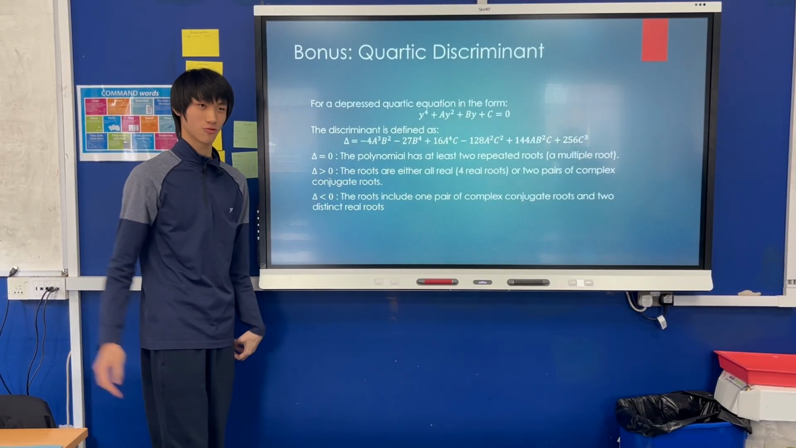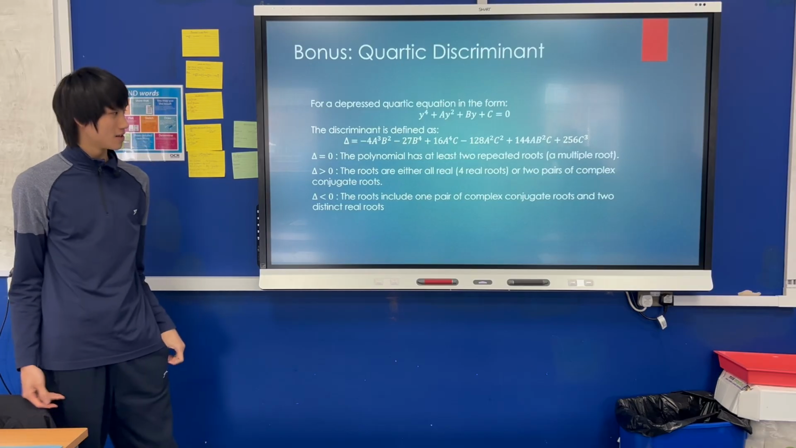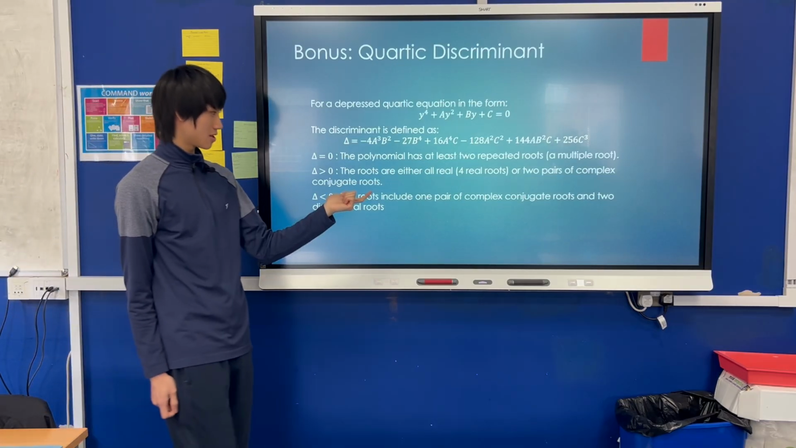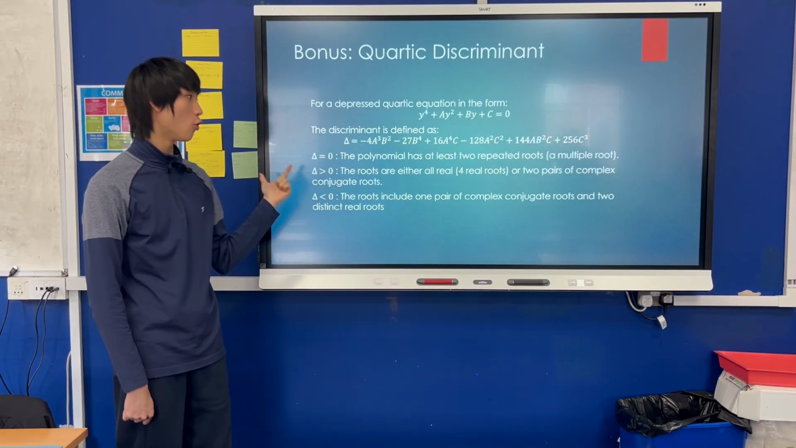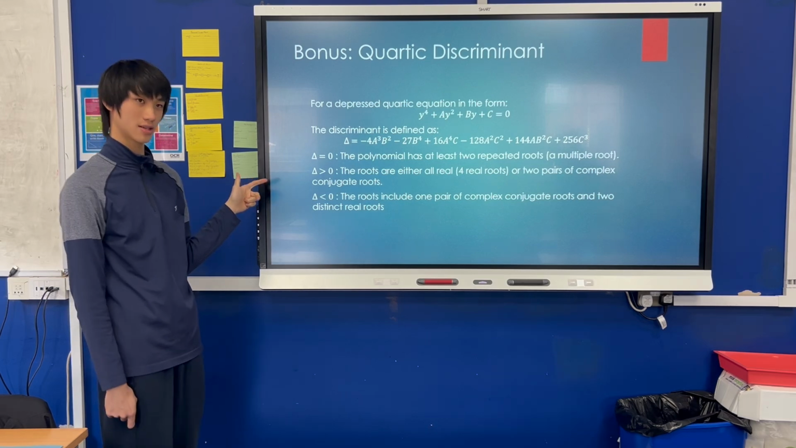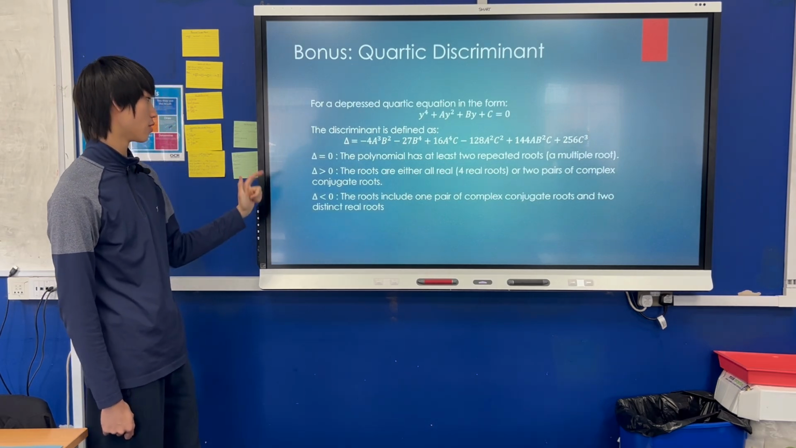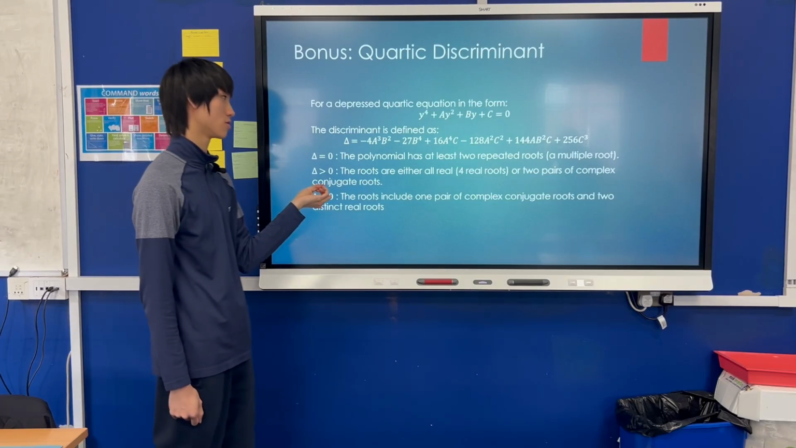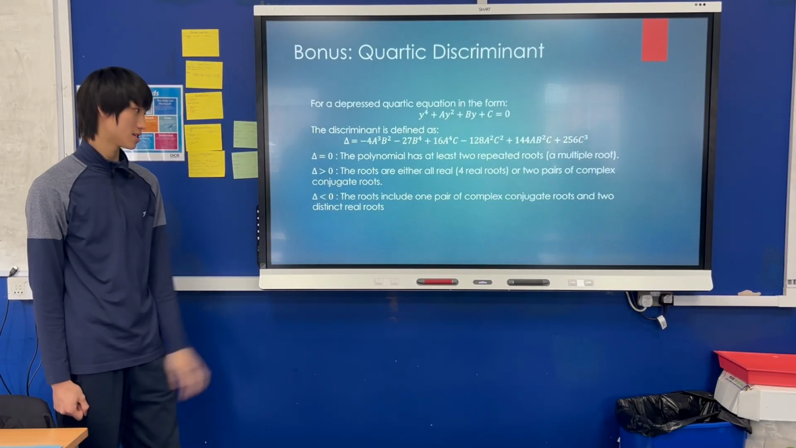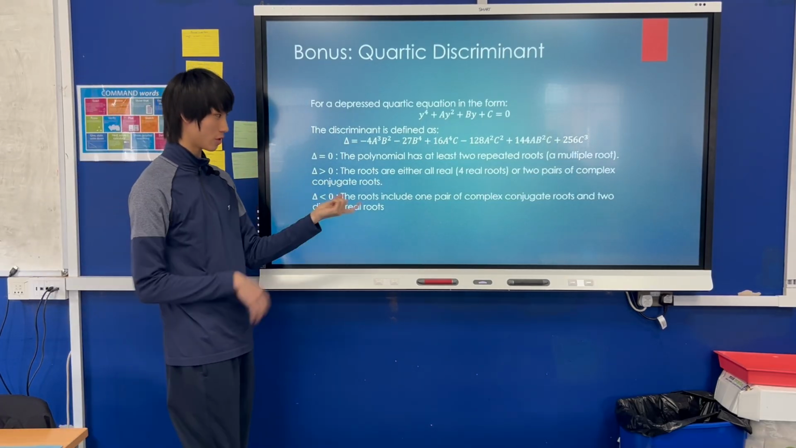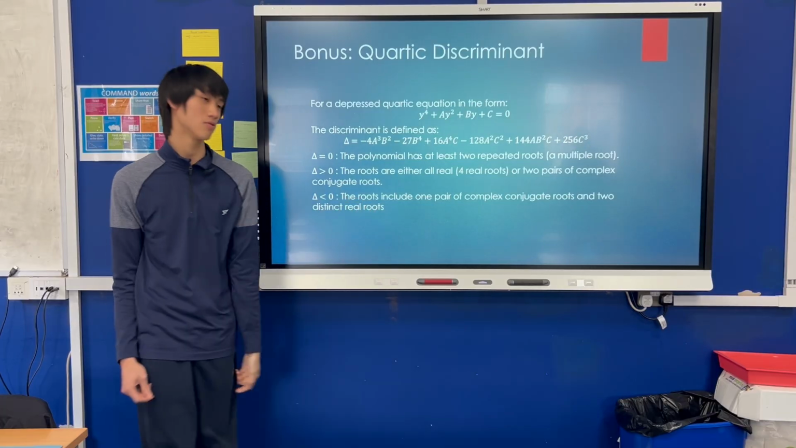I actually have a decimal graph, but I don't think we have the time for that. And greater than 0, it will be all real, or 2 pairs of complex conjugates. So this means that there's either going to be 4 real solutions or 0 real solutions. Yeah. And then when it's less than 0, there's one pair of complex conjugates and 2 real distinct roots.